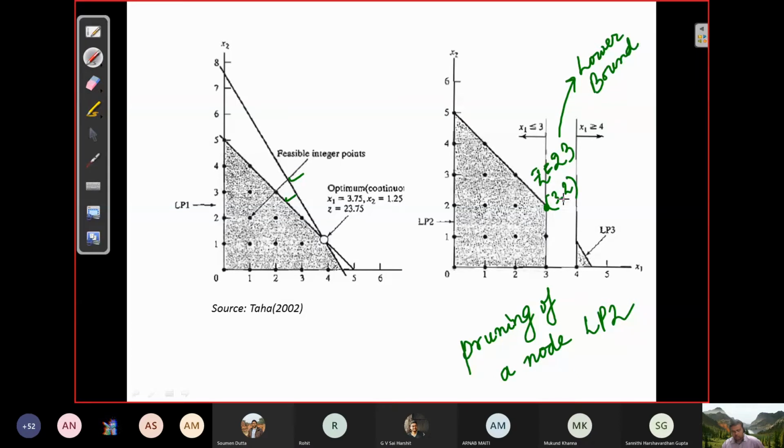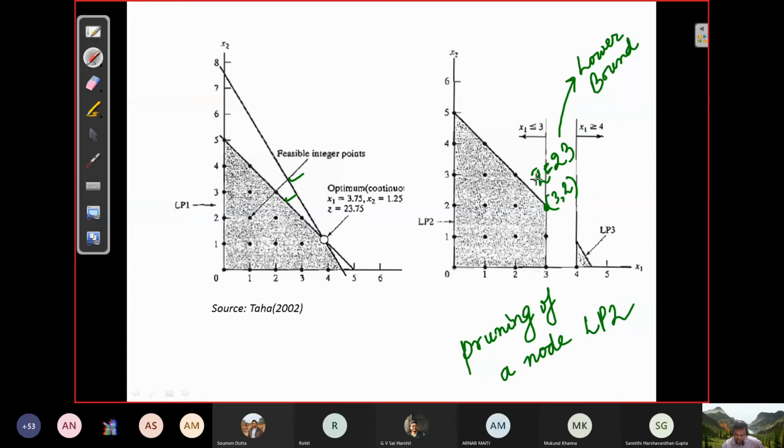Why lower bound? Because we have found a feasible solution. Of course, optimal can be better than this, but definitely the optimal solution cannot be lower than this. It's a maximization problem, so the optimal solution will either be this or better than this, that means a higher value of Z. So it gives you a lower bound. Whenever you find integer feasibility, you prune the node and you report the lower bound. If you already have an existing lower bound from other subproblems, you compare the lower bounds and choose the one having the higher value. Okay, update the lower bound.